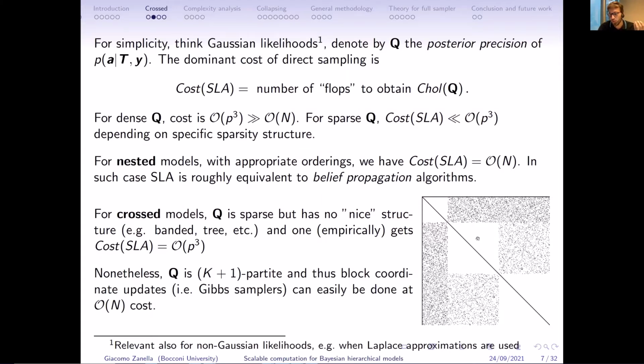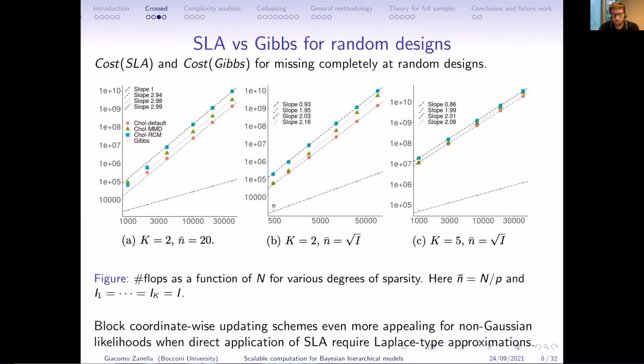So you can easily do block updates of one set of categorical regressors given the other. And so it's very easy to implement block coordinate update algorithms such as Gibbs samplers, which are easy to implement and cost order n. So here, what I'm plotting is the computational cost of Gibbs samplers, including also the number of iterations to reach epsilon distance from the target. I'll explain later how I define that.